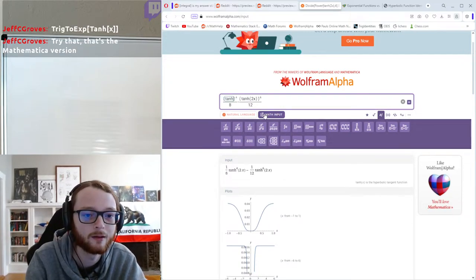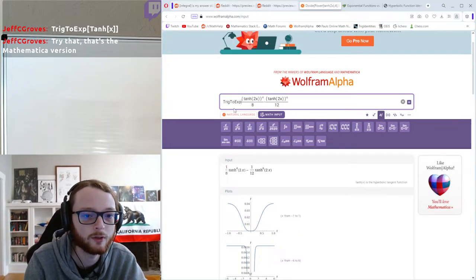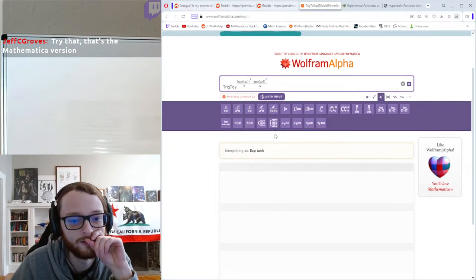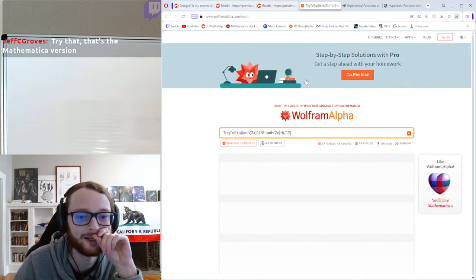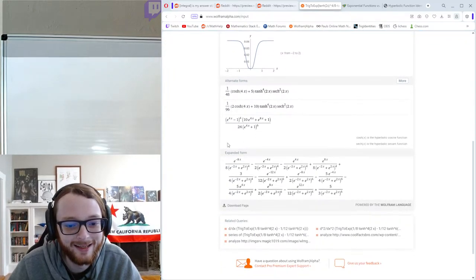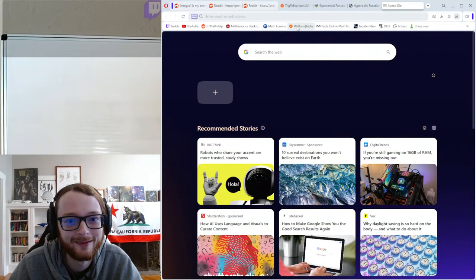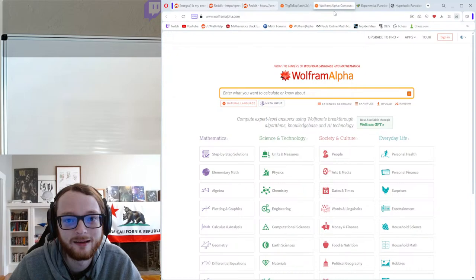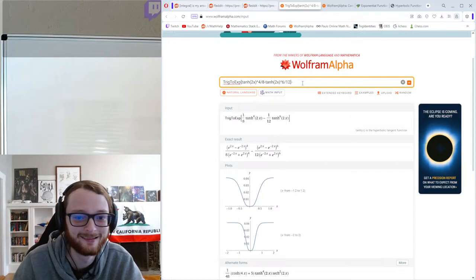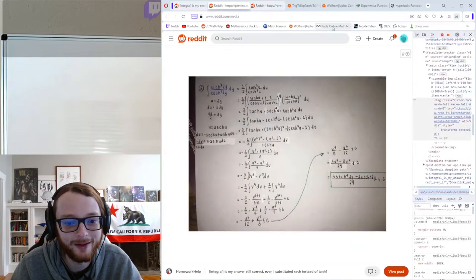See. Trig to exp brackets. Oh no. Do natural language. Okay. Well, I guess that's what we get. Let's see how different the other one looks. I mean, we could just subtract. Well, okay, we'll type in the other thing separately over here, and then we'll subtract the two and see what Wolfram says about that.